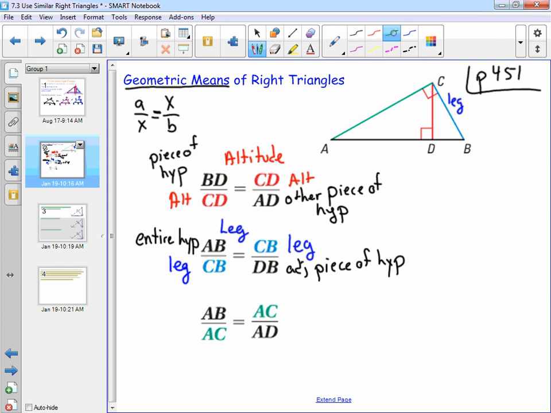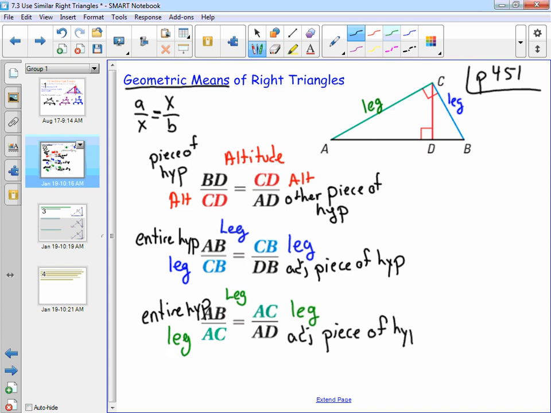And it does not matter which leg you use. So here we have, in this case, the longer leg, but still the same holds true. The leg is the geometric mean of the entire hypotenuse and, again, the adjacent piece of the hypotenuse. And you'll notice this time the adjacent piece is AD, which is adjacent. It shares a vertex, point A, with the leg AC.